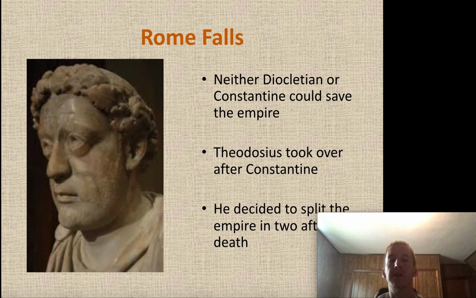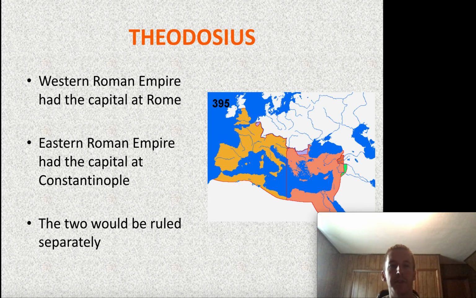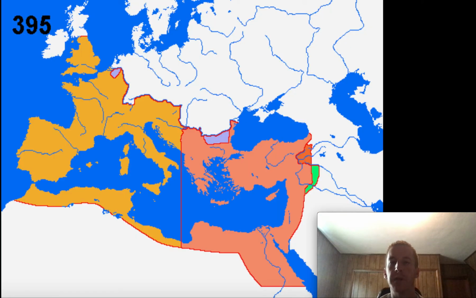Neither Diocletian or Constantine could save the empire. Theodosius would take over after Constantine, and he decided to split the empire into 2 after his death. The Western Roman Empire had the capital in Rome. The Eastern Roman Empire had the capital in Constantinople. The 2 would be ruled separately. So we have a Western Roman Empire and an Eastern Roman Empire. Here's an example. You can see they pretty much just drew a line straight down the middle. The macaroni and cheese-ish color is the Western Roman Empire, and then that sort of salmon color is going to be the Eastern Roman Empire.